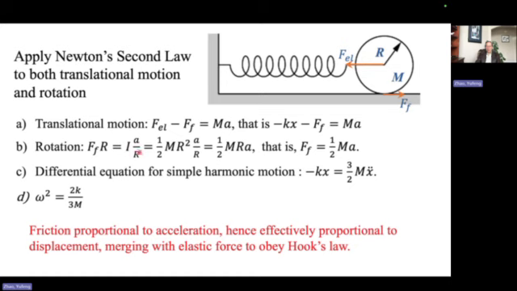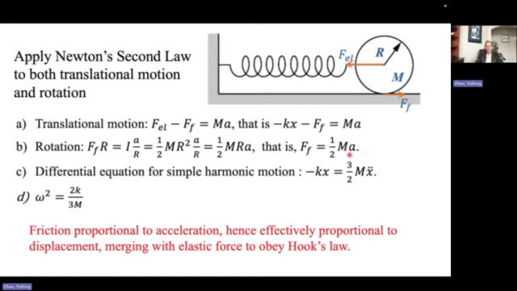For the rotation, F friction times R is the net torque, which equals I, the rotational inertia, times alpha, which is a divided by R. For a cylinder, the rotational inertia with respect to the center of mass equals 1/2 mr squared, times a divided by R. So you get 1/2 mRa. Both sides have R, so R cancels from both sides. That means F friction equals 1/2 m times a.